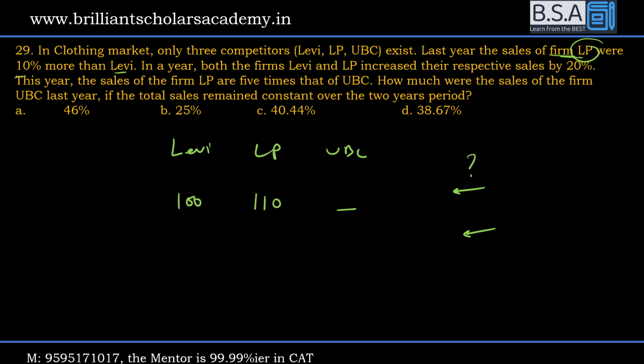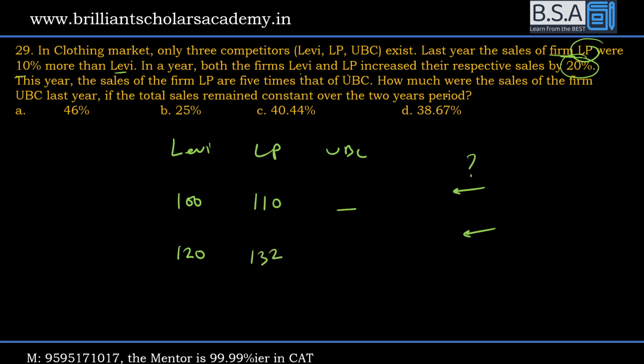I do not know how much is total sales. But next year, Levi and LP both increased by 20%. What is 20% of this? 120. What is 20% of this? 132. We are on the right path so far.